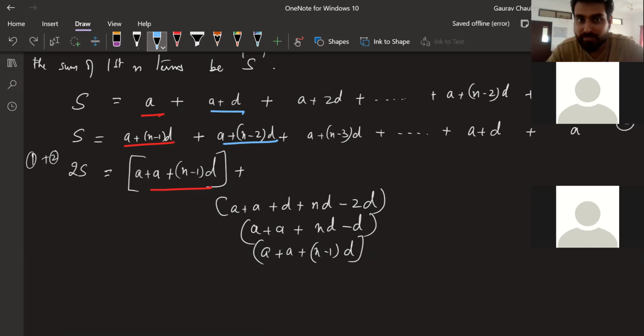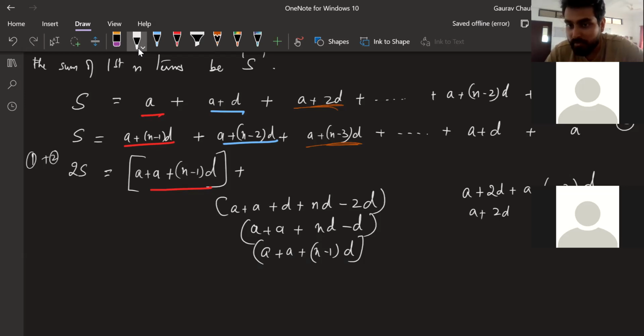Now I'll just show one more example. I'll add this one and this one. Watch what I'm doing. So I'll get a plus 2d plus a plus n minus 3d. I'm adding the orange ones, these two. So what's happening there? I'm just going to open this. Now I'm going to write equal to here. I have a plus 2d plus a plus nd minus 3d.